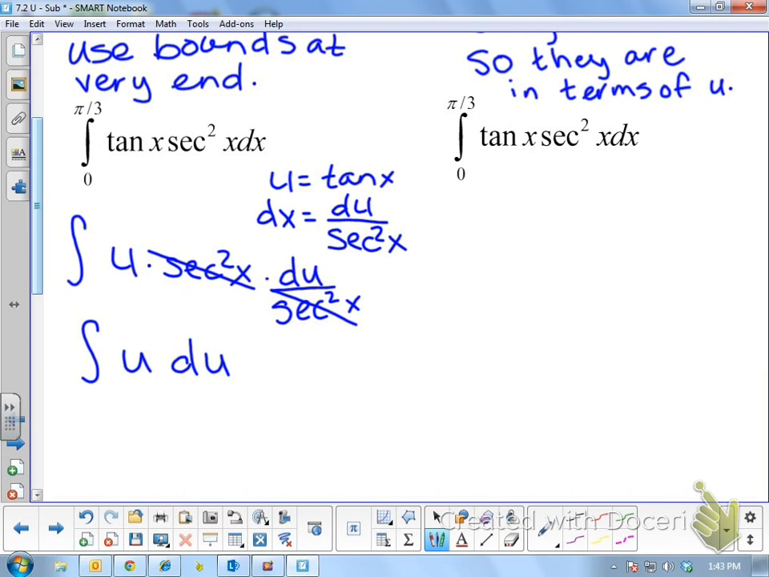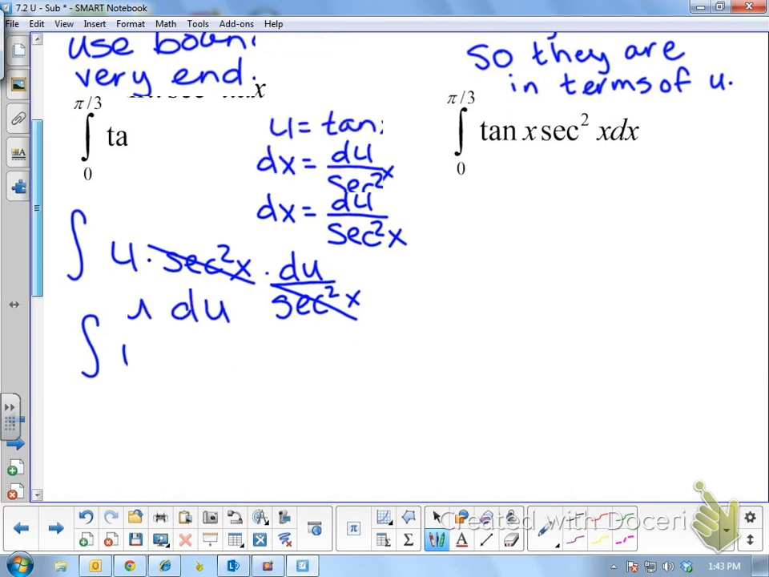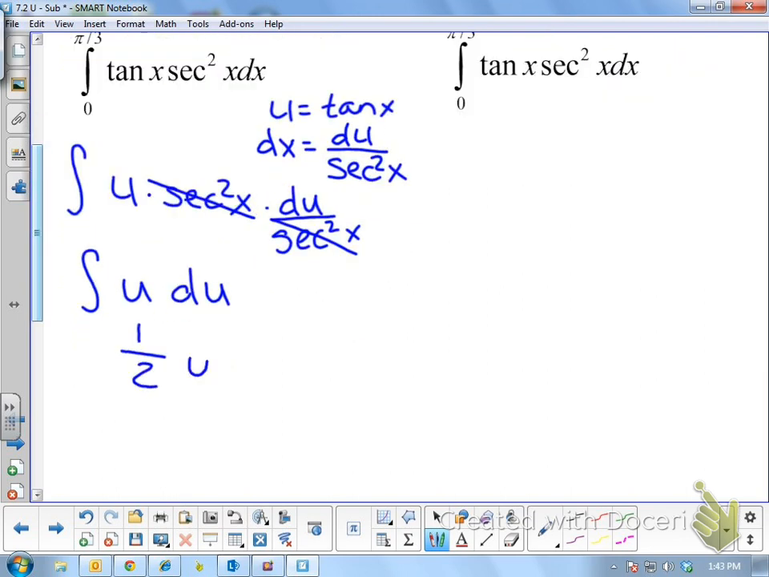What is the integral of u? 1/2 u squared. This time we don't need plus c because we are going to work with the bounds eventually. And what do we know about u? What does u equal? Tangent. So now I can worry about the bounds.